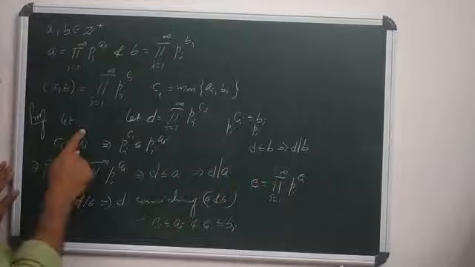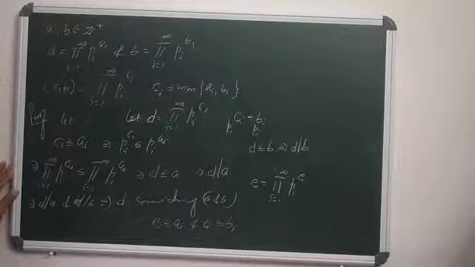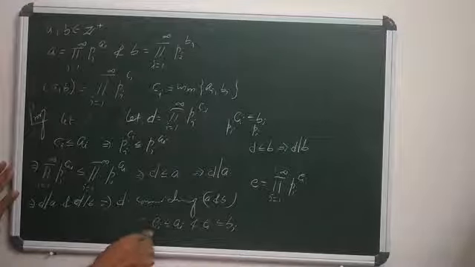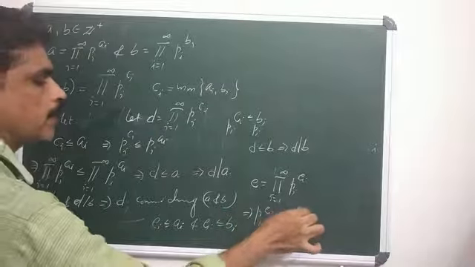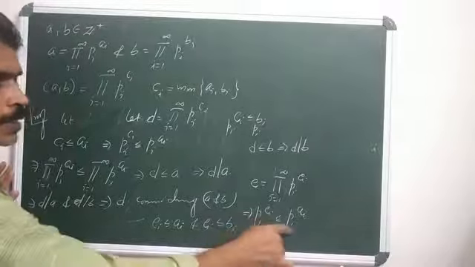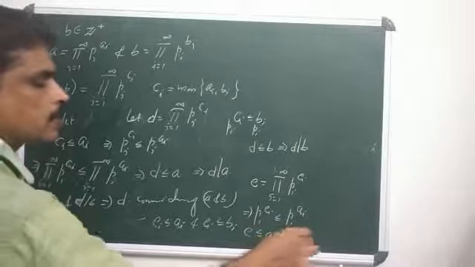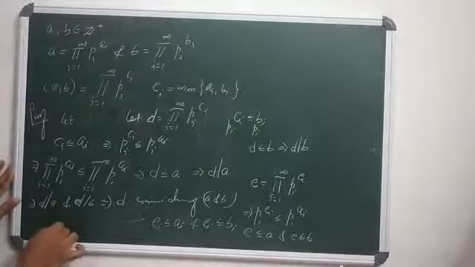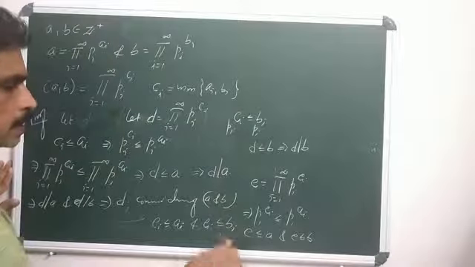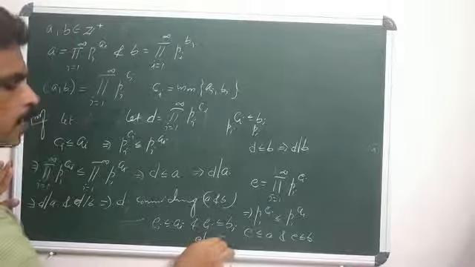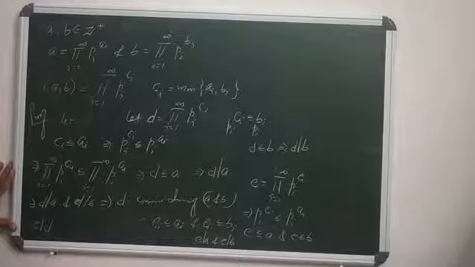So according to these arguments, by the choice of ei, ei is less than or equal to ai and ei is less than or equal to bi. Surely pi power ei is less than or equal to pi power ai. Then the product gives e less than or equal to a. Similarly, we can show that e is less than or equal to b. Therefore e divides a and e divides b. E divides a and e divides b means surely e divides d.